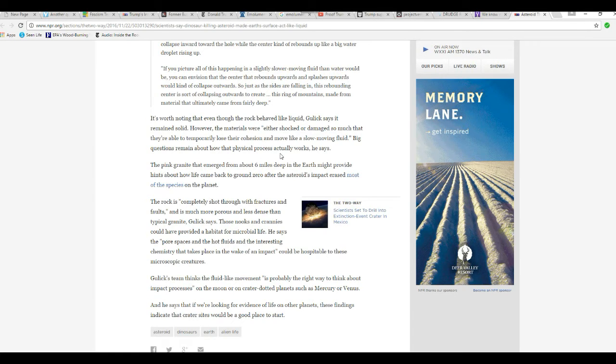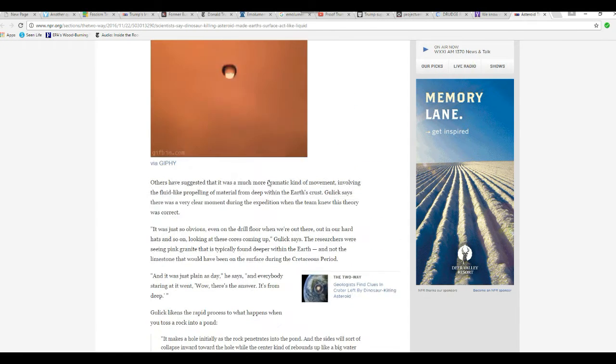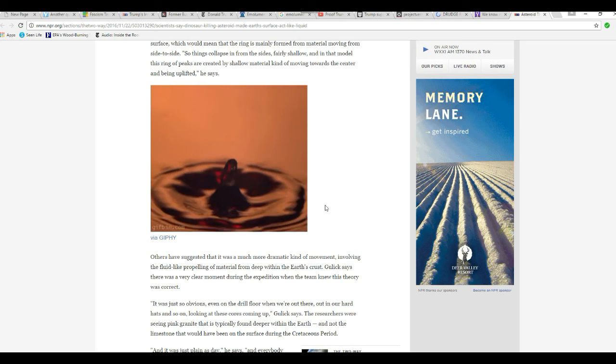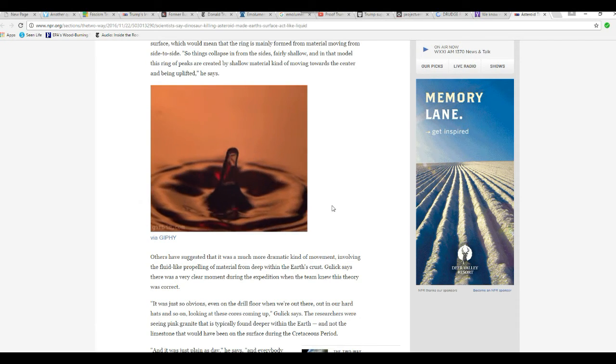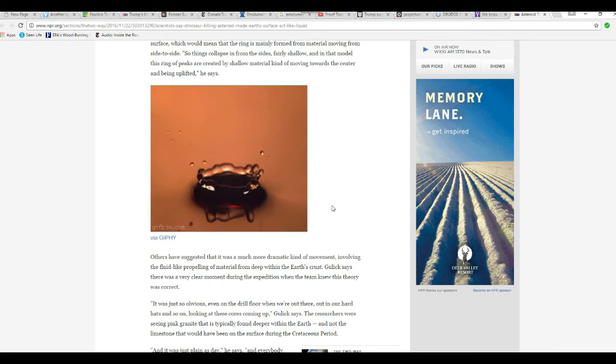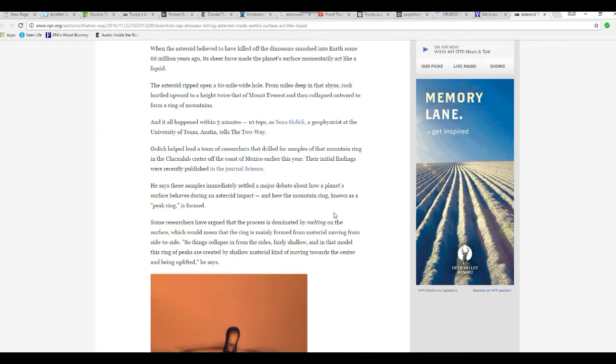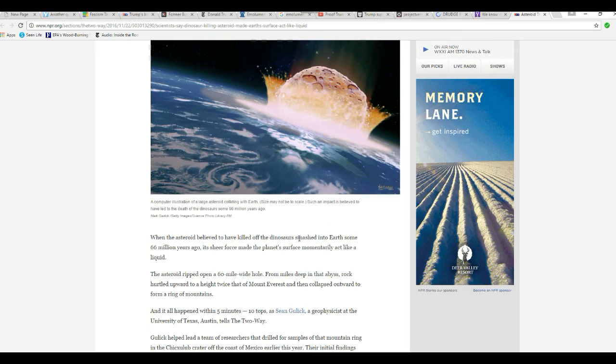Yeah, you think? So like I said, they'll come up with another theory next week. This one's a little on the amusing side. And this is what they're using to illustrate the asteroid impact. These people don't know.